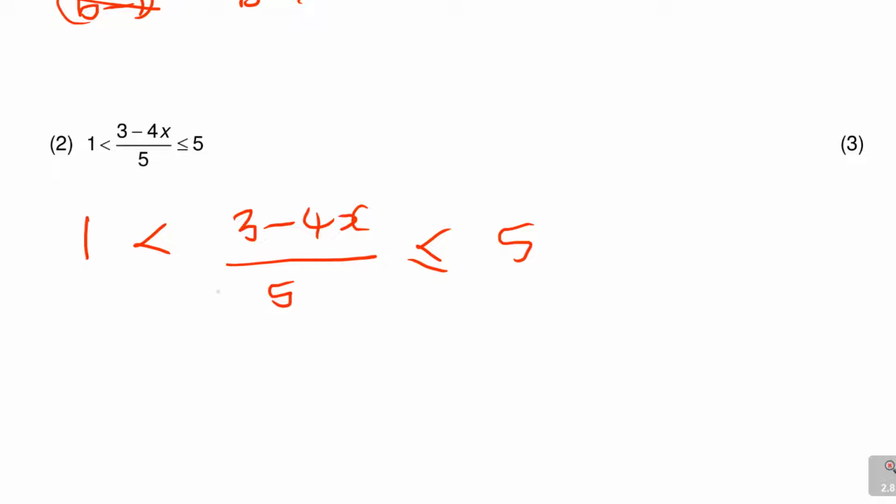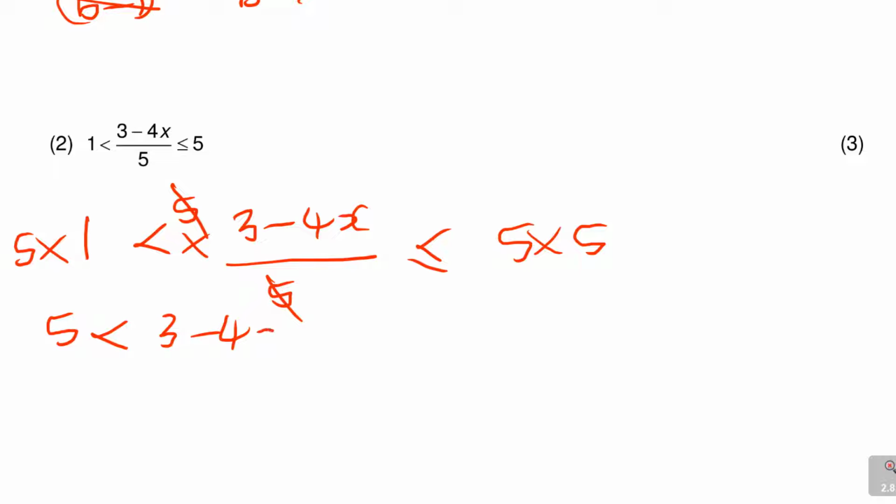Now what you do here, the 5 is the problem, so you multiply by 5, but what you do on the left, you do on the right. That's the key part. That 5 is the one that was a problem. So you've got 5 is less than 3 minus 4x, which is less than or equal to 25. You see, it's flat now.